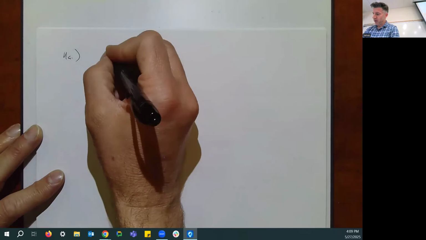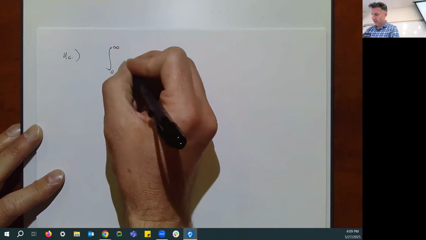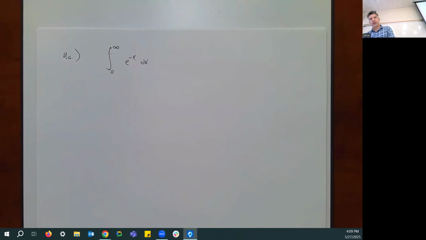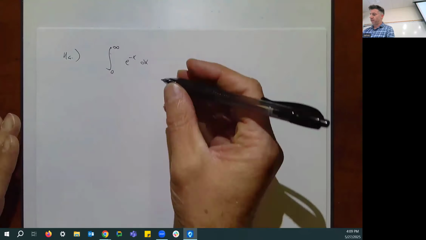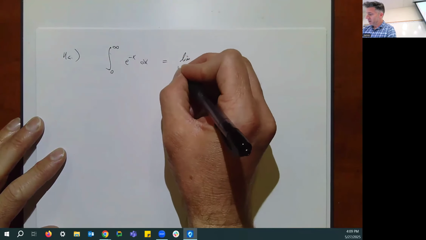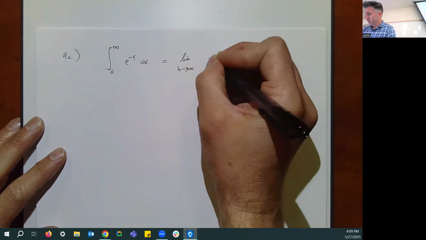Let's look at 4a here. Find the improper integral from 0 to infinity of e to the negative x. In my opinion, if you want to earn full credit on a problem like this, you should start by first writing, unless your instructor has said to do it differently, the limit as b goes to infinity of the integral from 0 to b of e to the negative x dx.